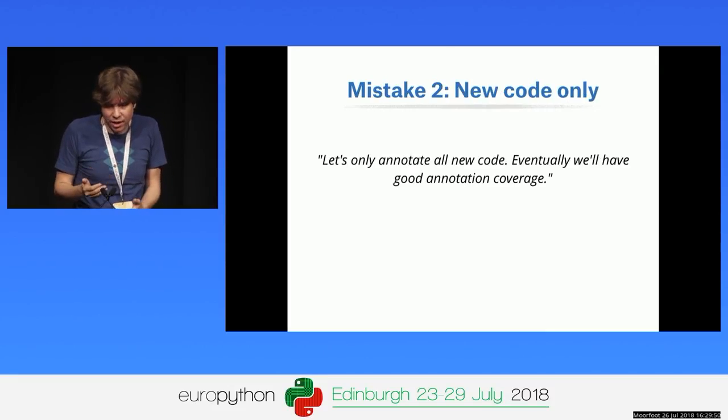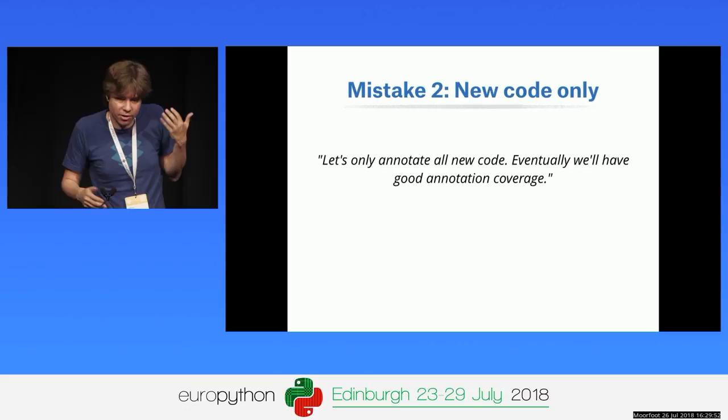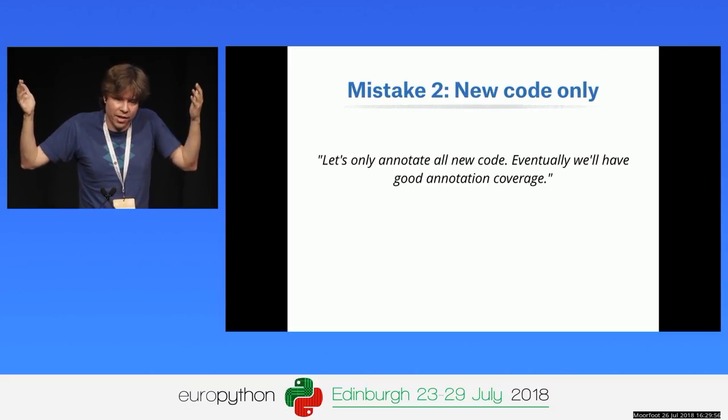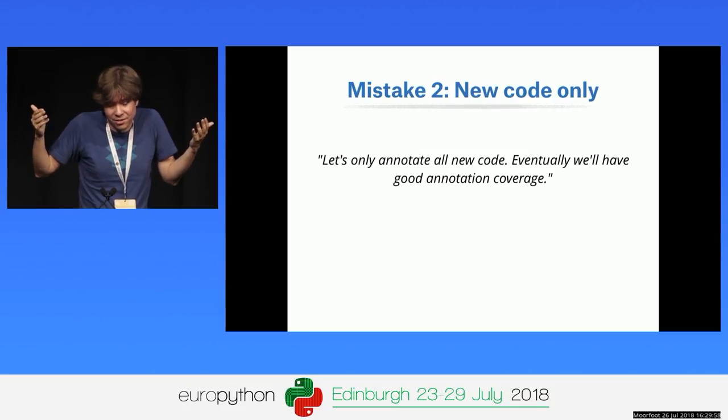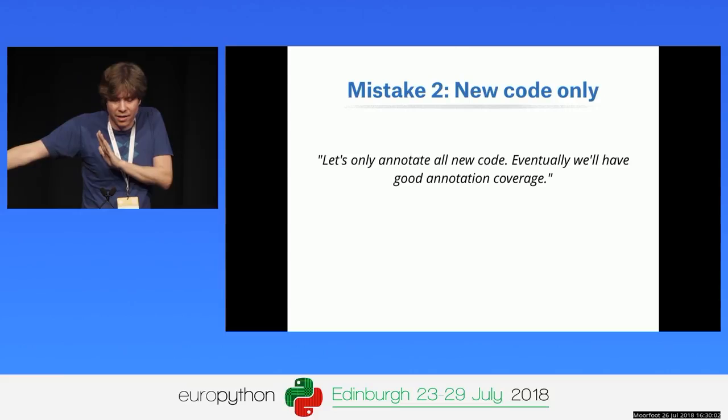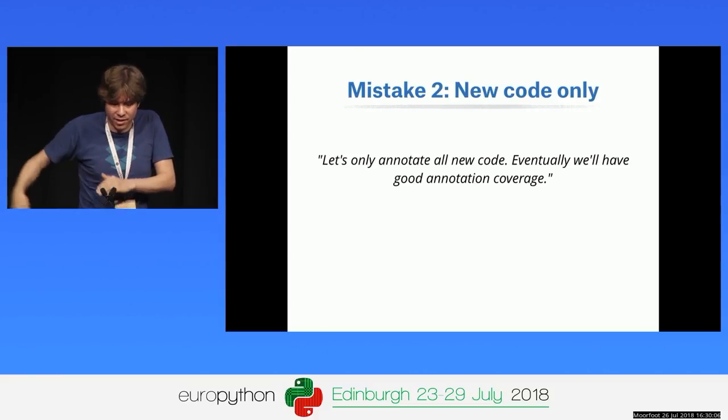Another mistake might be, oh, we just write annotations for all new code that we write, so in 12 months we have a lot of our code annotated. Again, this misses all the legacy code. You probably have a lot of code that doesn't get changed in 12 months, and that will never get annotated. You should annotate the legacy code as well, outside the normal coding workflow.